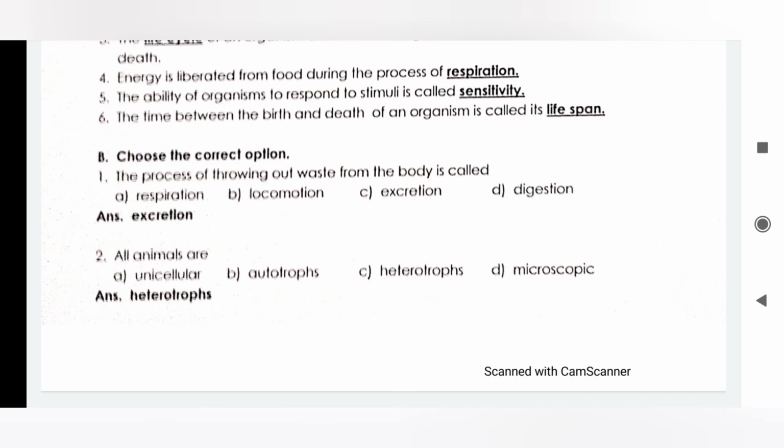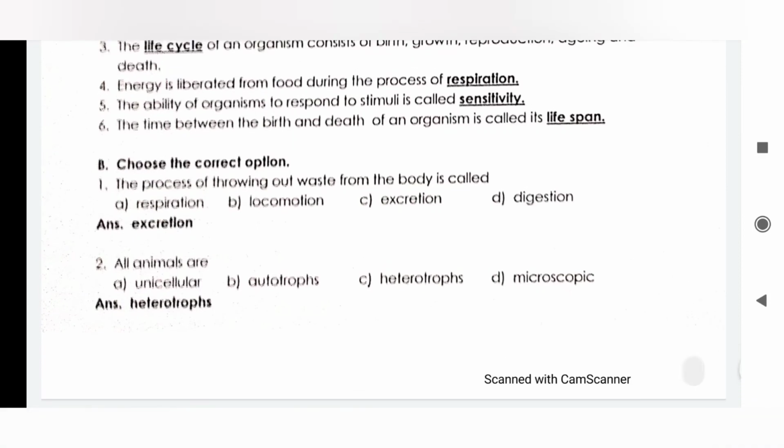All animals are not unicellular because some are multicellular. And again, all animals are not autotrophs because there are some animals which feed on other animals or plants. But all animals are heterotrophs. This one is correct. All animals are heterotrophs because unlike plants, they can't prepare their own food. They depend on either other animals or on plant products. So all animals are heterotrophs. This one is correct. So with this, let us wind up this session.